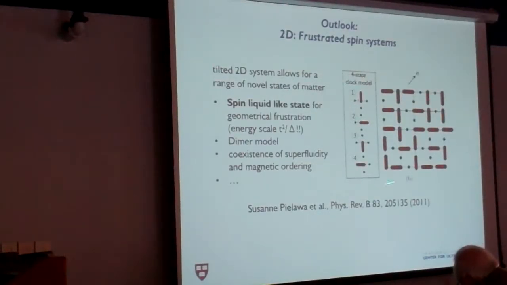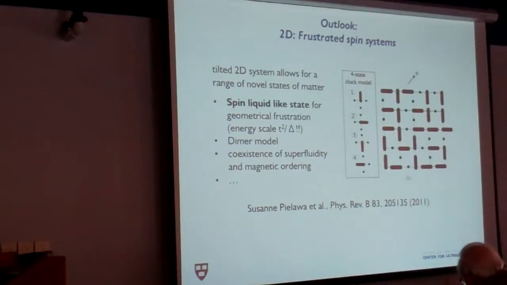What's nice is you can even extend this to 2D. You can tilt diagonally, and in 2D you find mappings that again map onto a simple spin model. If you then decorate your lattice, like you take out every fourth lattice site, which is actually easier than it sounds, then you get a system where the expected quantum state is a spin liquid, and so we're quite excited to try things like that in the future.